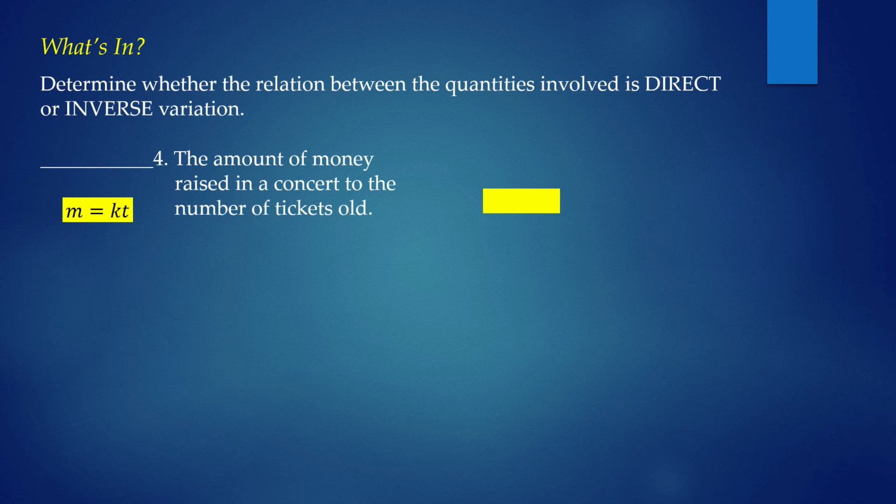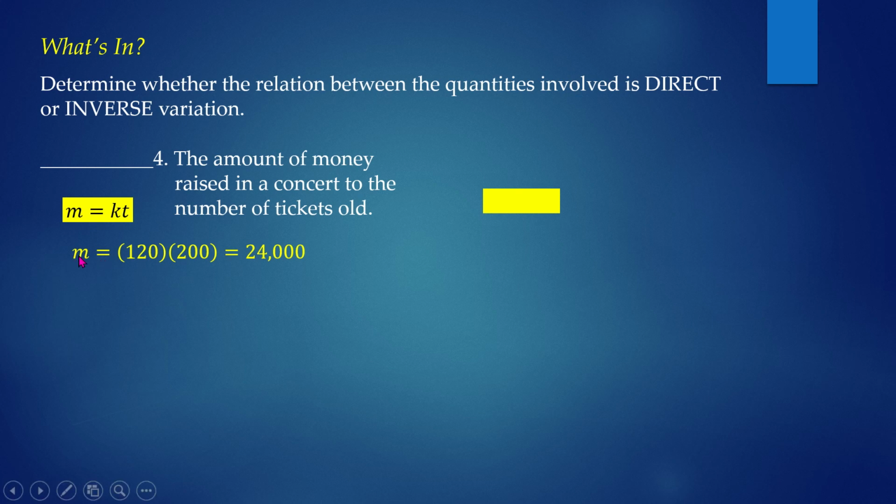So we have the equation. M stands for the money, amount of money is equal to K times T. T stands for the number of tickets sold. So with this equation, the income represented by M is determined by how many tickets were sold, and K represents the value of one ticket. So you cannot determine the income unless there is a fixed amount per ticket times the number of tickets booked. So we have here the given example.